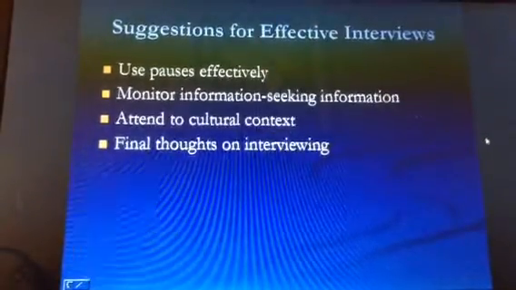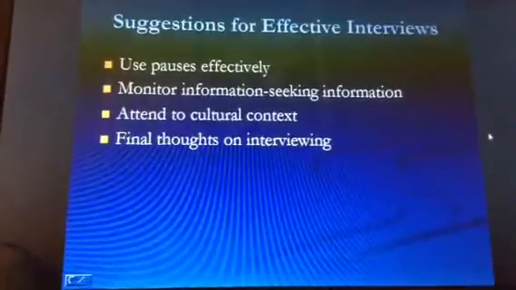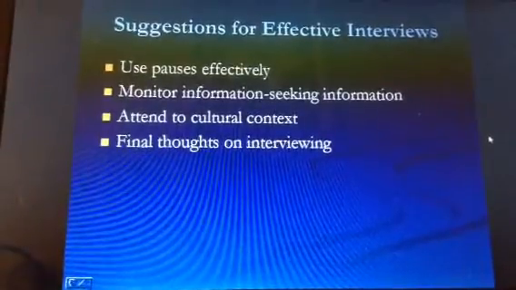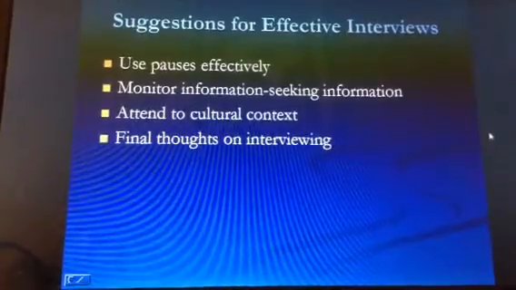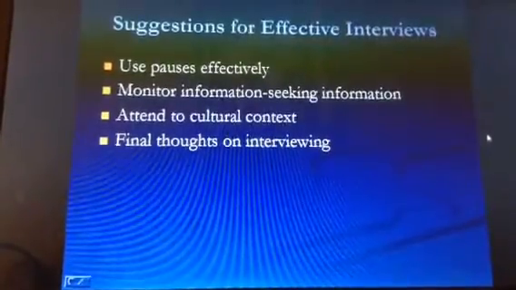Suggestions for effective interviews. Use pauses effectively. Monitor information seeking information. Attend to cultural context. And lastly, final thoughts on the interviewing.